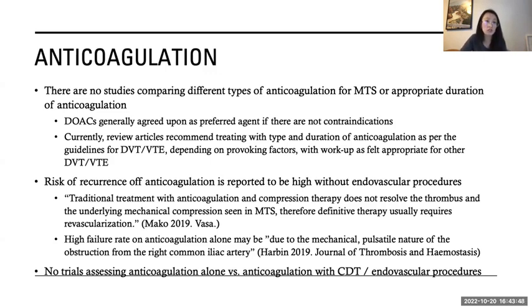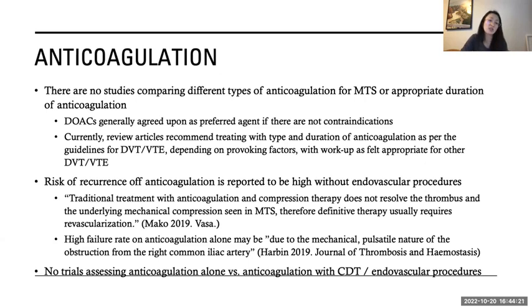Currently, review articles recommend, like I said before, doing a workup as appropriate for DVT or VTE, based on the absence or presence of provoking factors, and then using that to base your duration of anticoagulation for DVT and VTE. I did find that interesting because I assumed that people who had this known iliac compression would, most people would recommend indefinite anticoagulation, but this does not seem to actually be what I read based on the multiple review articles that I went through.